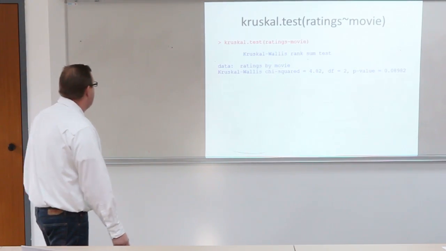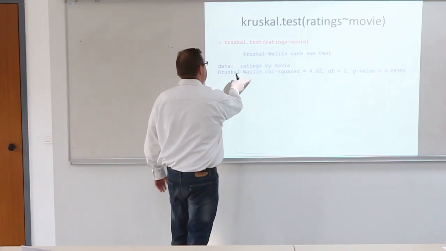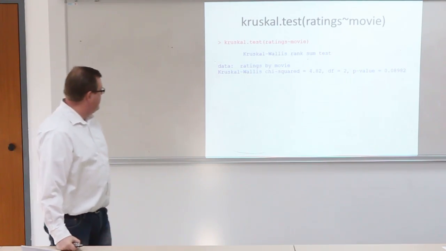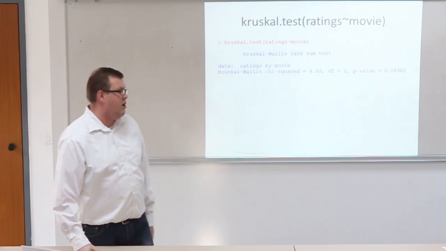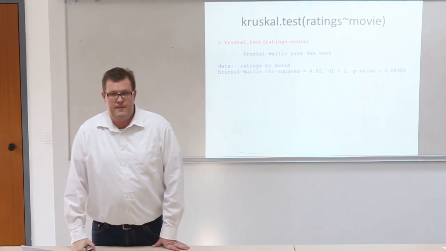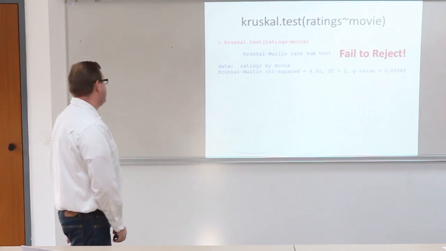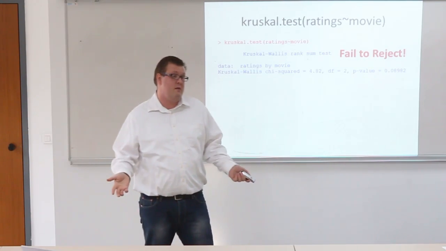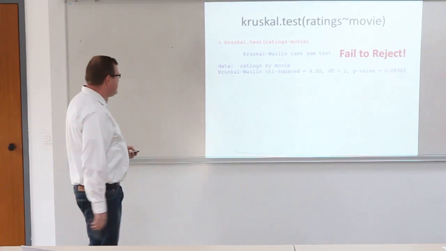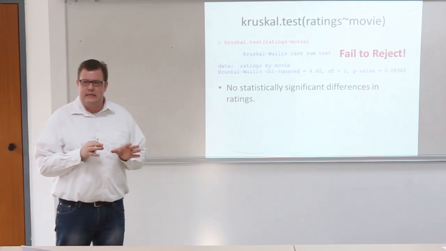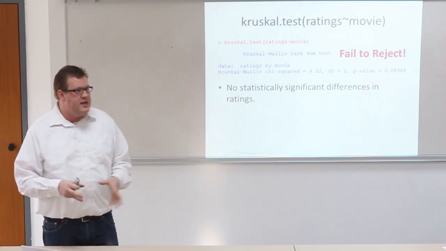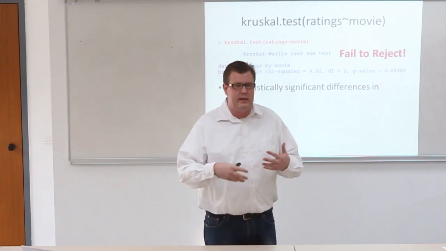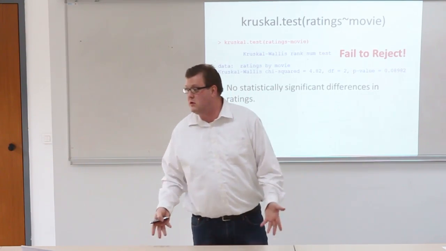Here it is. So we see ratings by movie, Kruskal-Wallis chi-squared equals 4.82, degrees of freedom 2, p-value is 0.08. What do we do? Fail to reject. That's exactly right. Why? P-value is greater than 0.05, right? Okay, so we have no statistically significant difference in the ratings of the movies. This means that participants basically find all of the movies equally sad, or equally happy, or equally neutral.